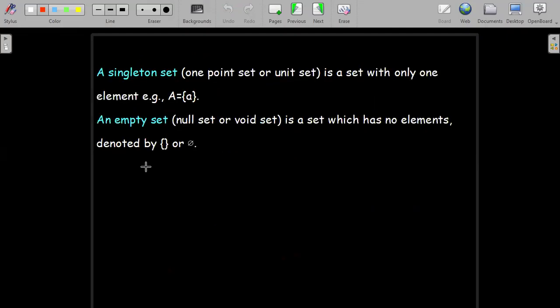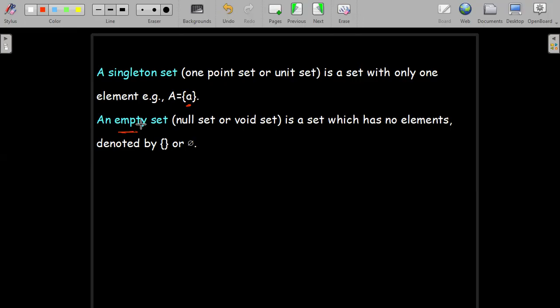Okay, there's no question. So just another thing that we will describe or look at is a singleton set. A singleton set is just a set that has one element. So if I have {A}, it has the element A inside, meaning that's a singleton set. Then also another concept that's very important is looking at what an empty set is.